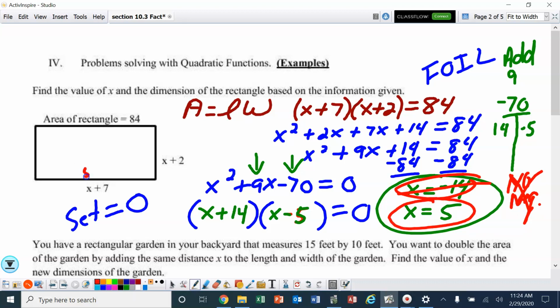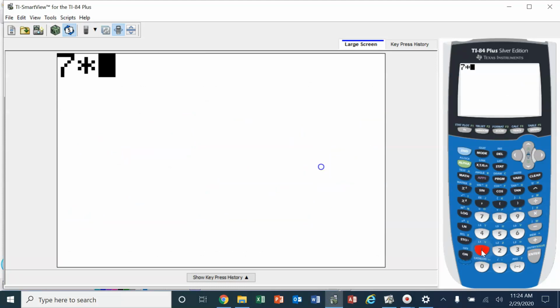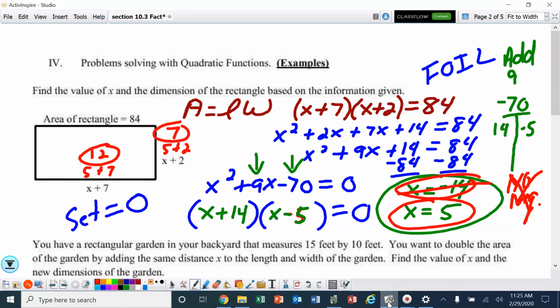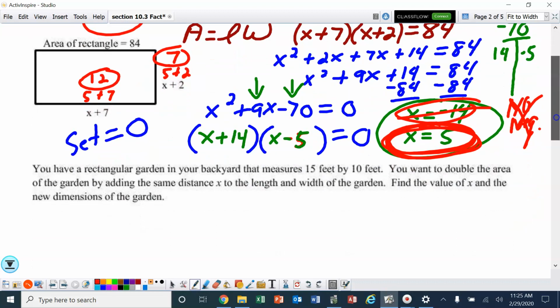So if I have 5 plus 7, that would be 12. And 5 plus 2, that would be 7. So the dimensions of this thing are 7 by 12. Let's check that. 7 by 12, yep, it's 84. So that did work out. A little bit of work to do, but we got there. Again, no negative dimensions. And our answer is 5, because that's what we were looking for. X equals 5. All right, one more.